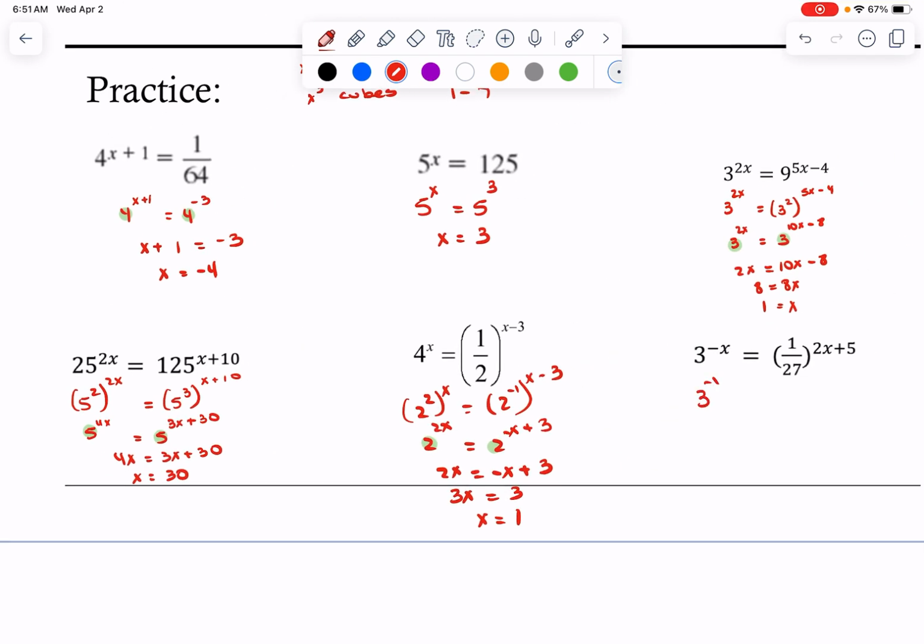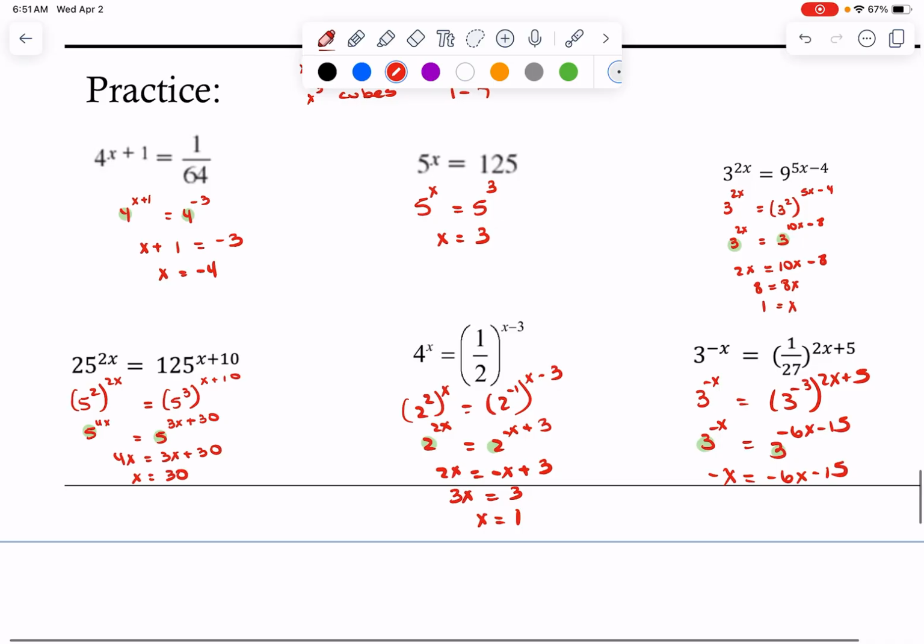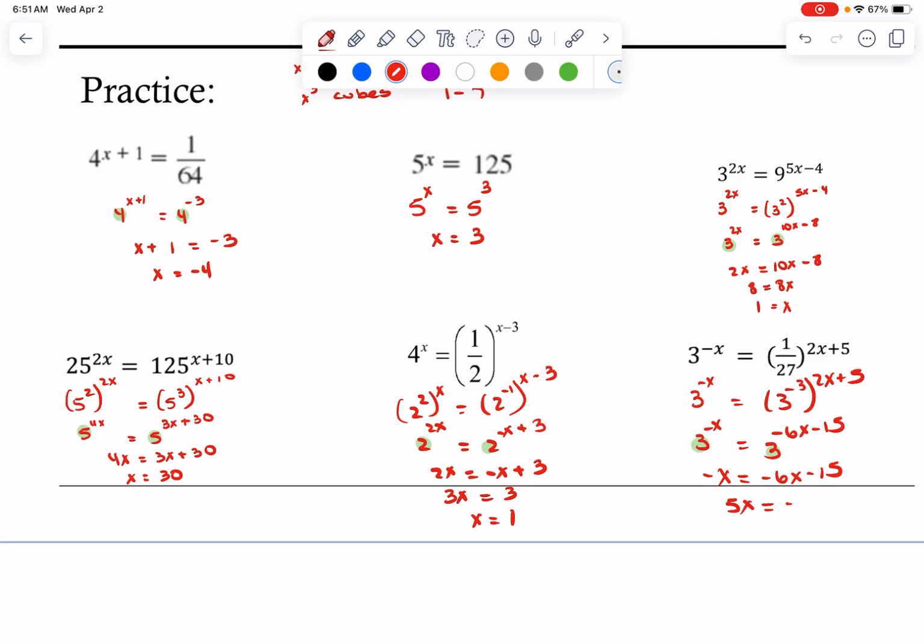Okay, let's look at the next one here. This is 3 to the -x. I'm going to do 3 to the -3 here. So I get 3 to the -x, 3 to the -6x minus 15. Now, the bases are the same. -x is equal to -6x minus 15. I'm going to move the -6x to the other side, which becomes 5x. And then I'm going to go ahead and divide, and we are going to go ahead and get -3.